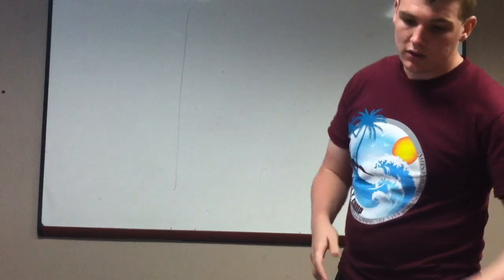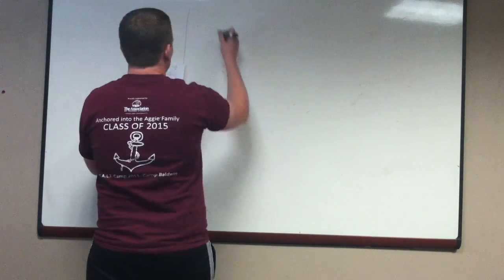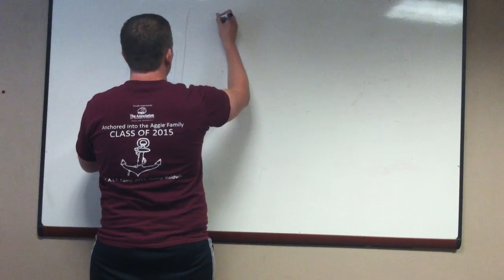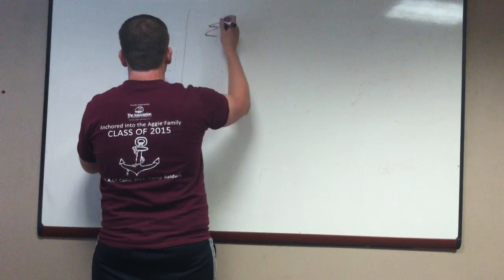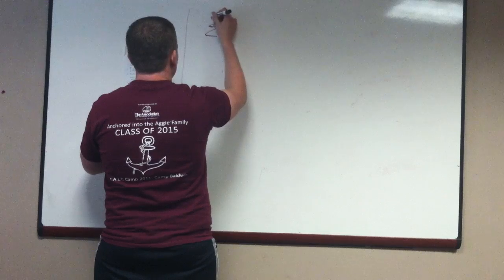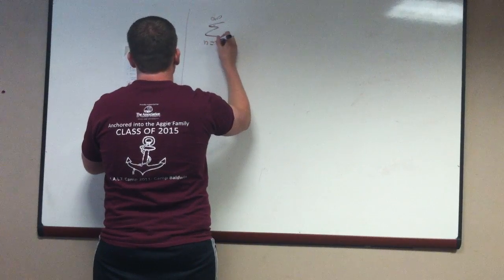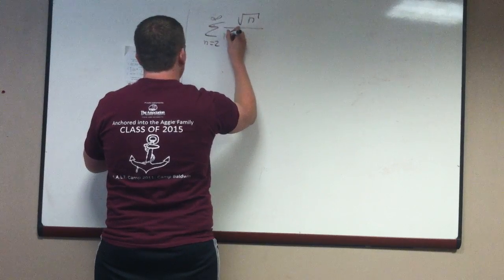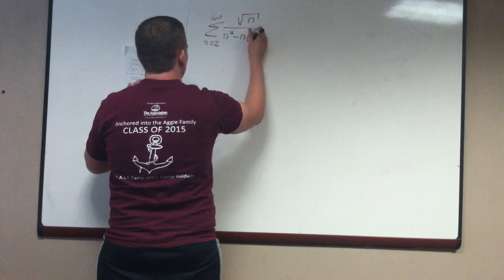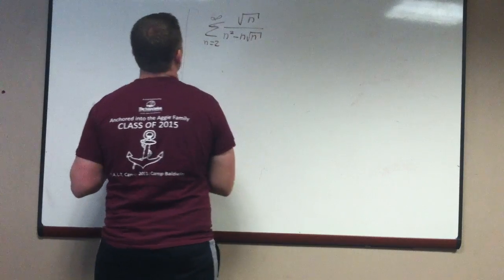So the limit comparison that we have is, he wants to know that if we take the question, and you guys will have it, the sum from n equals 2 to infinity of square root of n over n squared minus n square root of n.